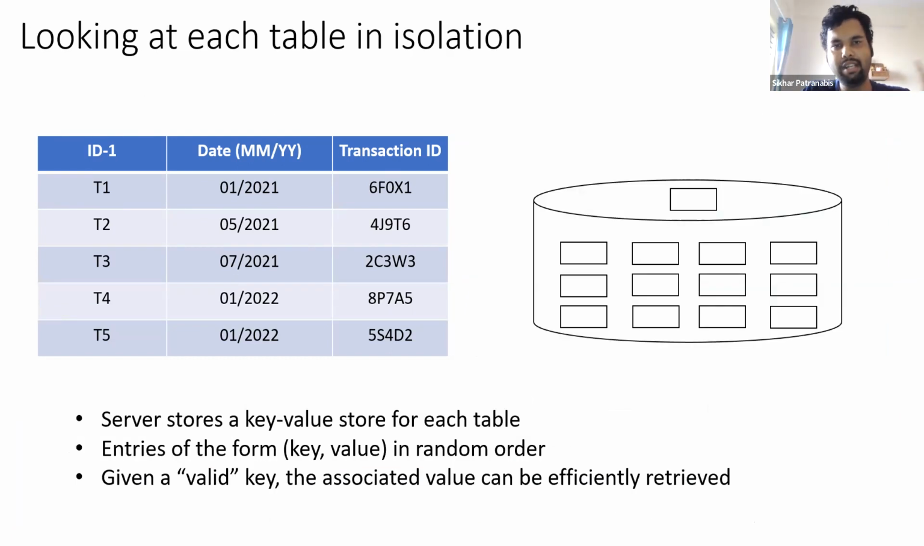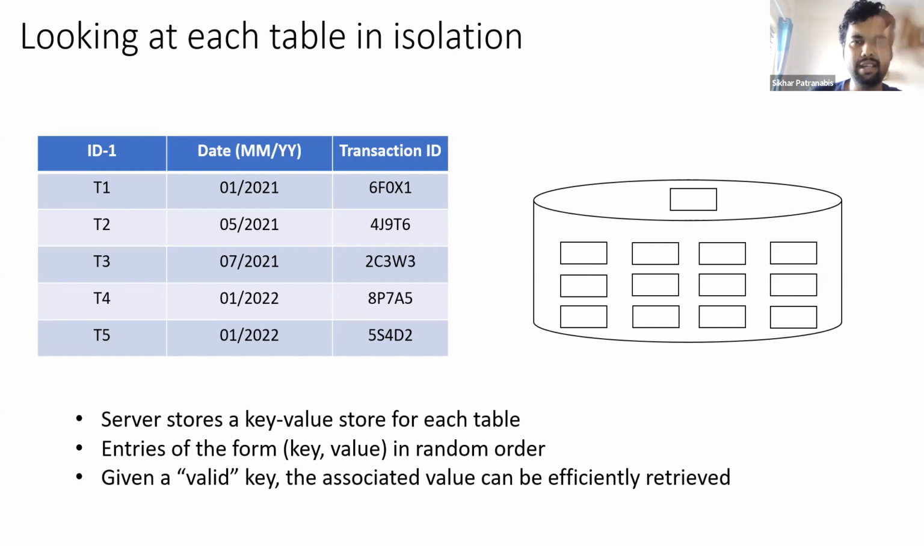And now here's a very brief overview of what we do. Essentially, what we put on the server is a data structure that, for the purpose of this talk, we'll just consider abstractly as a key value store. This is a data structure that stores pairs of keys and values, and given a valid key, the associated value can be retrieved very efficiently.